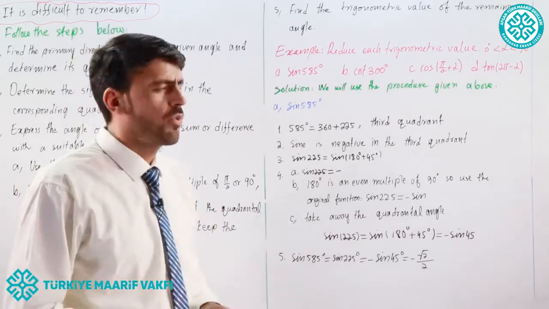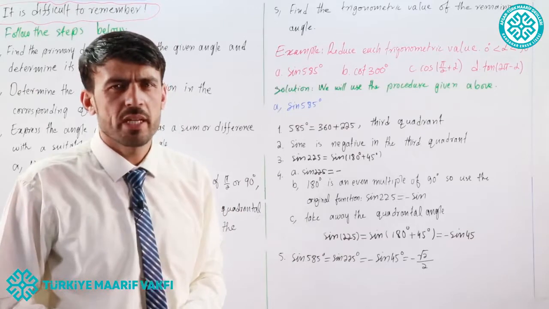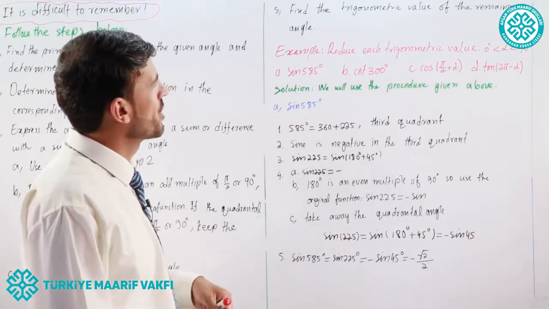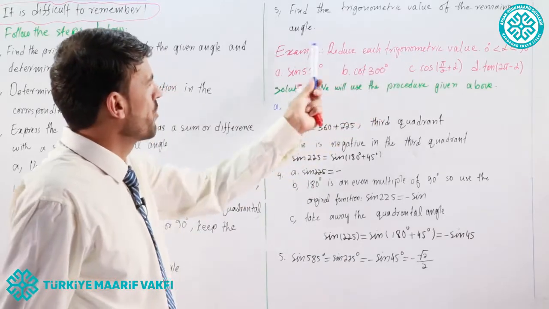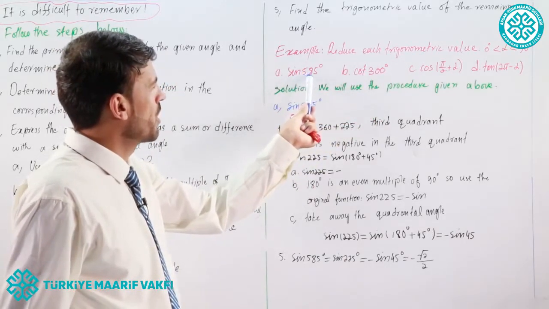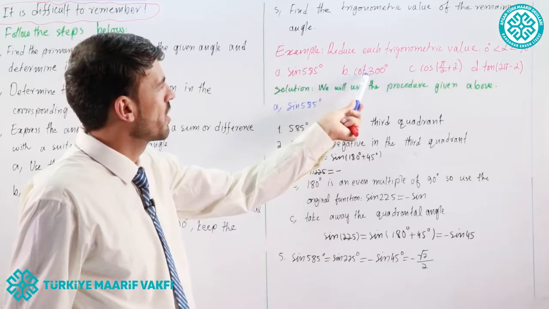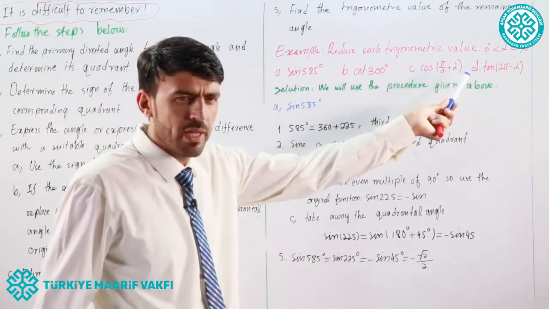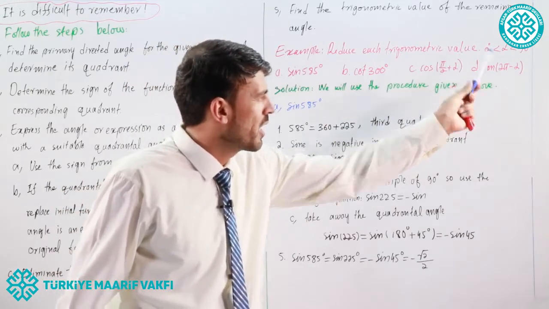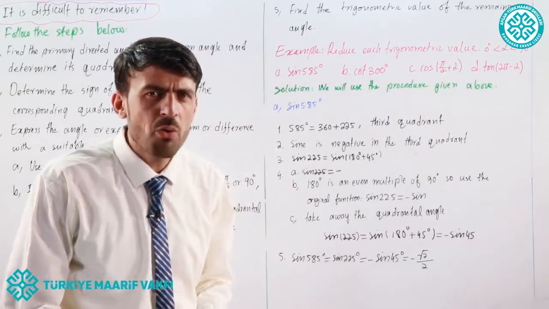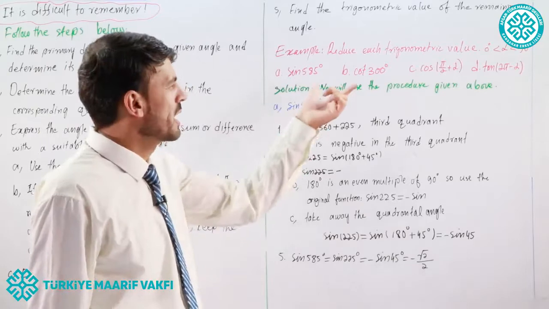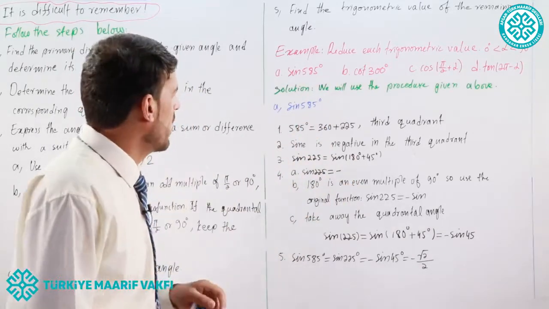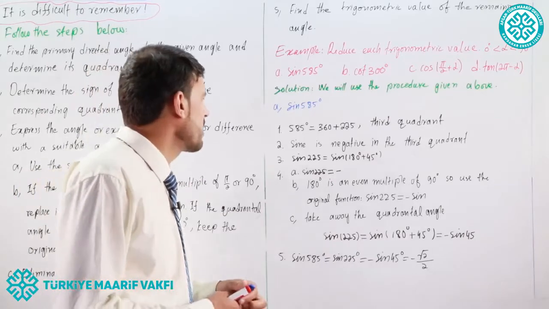Here we should solve an example for better understanding. In the example, we have to reduce each trigonometric value. The first one is sine 585 degrees, cotangent 300 degrees, cosine of pi over 2 plus alpha, and tangent of 2 pi minus alpha. How can we reduce these angles into a single angle? We are going to start from the first one.